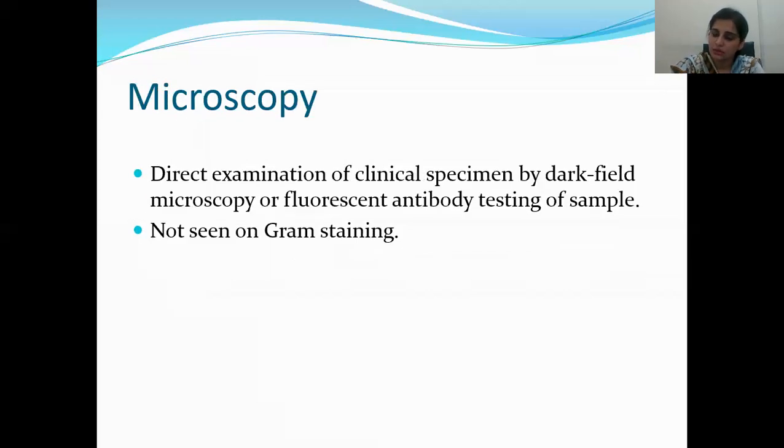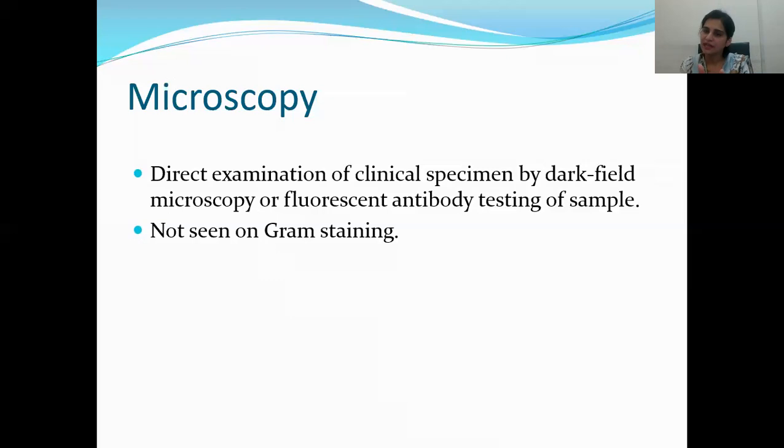Microscopy. As I told you, they can't be cultured in the bacteriological media, so gram staining is not useful. We do not do gram staining; we will not do it for acid-fast bacilli, and we will not do gram staining for spirochetes. Okay? You will see the spirochetes under the direct examination of clinical specimen by dark field microscopy or by fluorescent antibody testing of the sample.